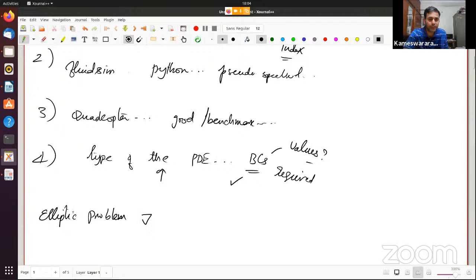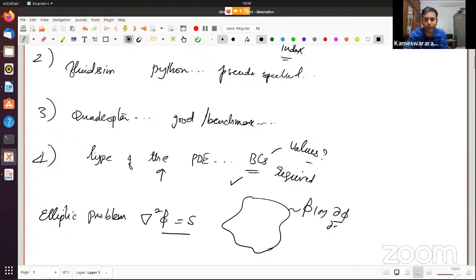Which basically looks like, let's say, del square phi equals some source term here. Then for this, if you have some boundary, the boundary conditions are required on the entire boundary, either for phi or for the first gradient of phi. Okay, so you need to specify this boundary condition.